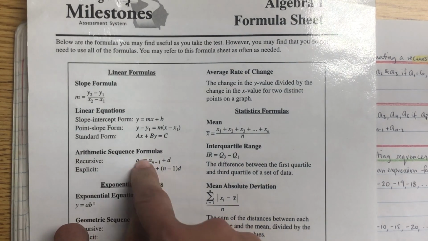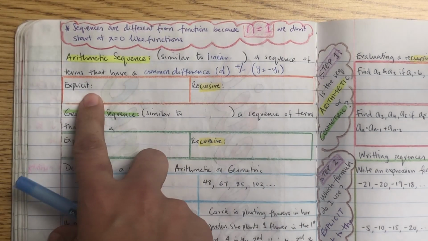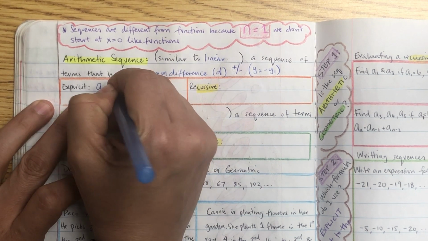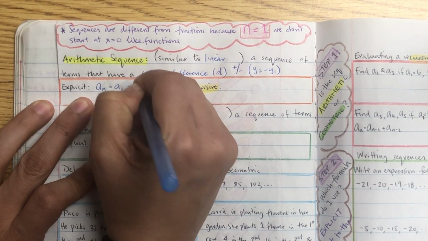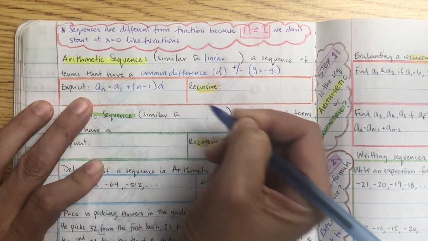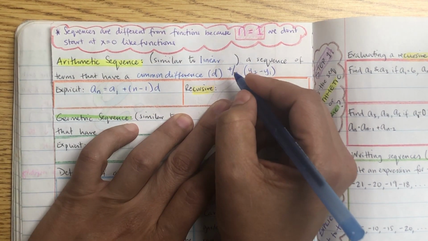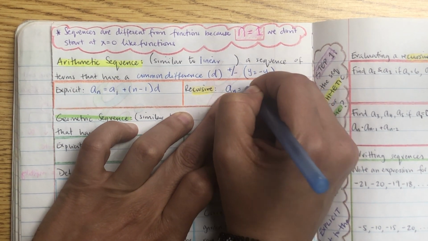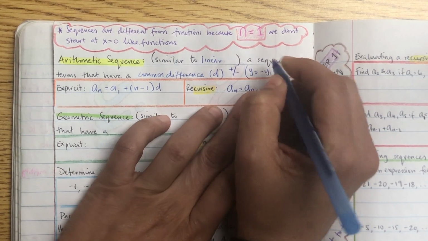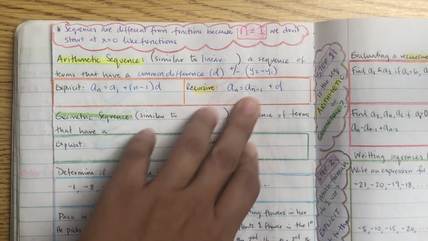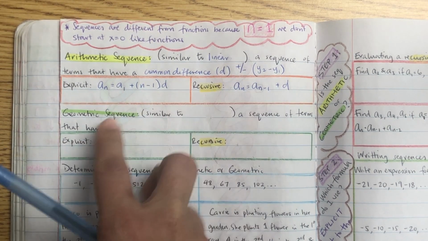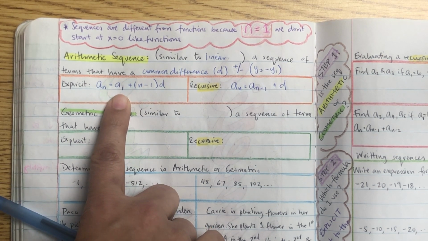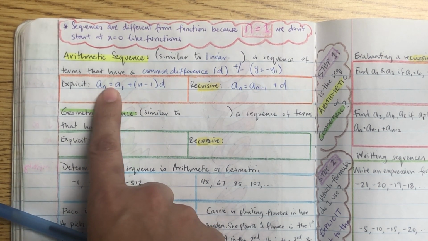So I'm just going to copy them down as I see it on the formula sheet. For explicit, I have a sub n equals a sub 1 plus n minus 1 times d. For recursive, I have a sub n equals a sub n minus 1 plus d. Okay, so these are the two formulas that are given. And you're like, what in the world is this? Okay, cool. Don't lose track. It's okay. It's not that big a deal. It's not hard, okay? I'm just going to tell you what each of these things mean.